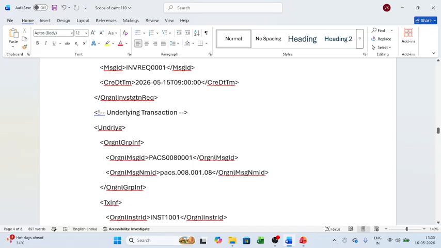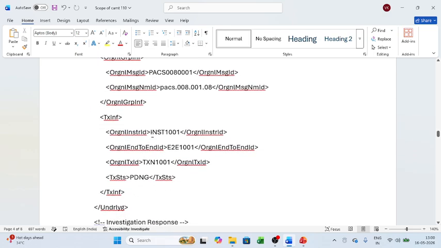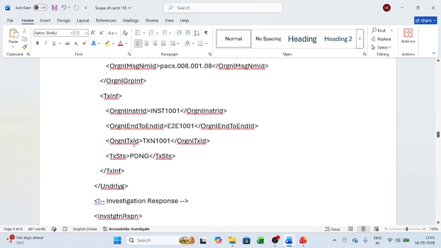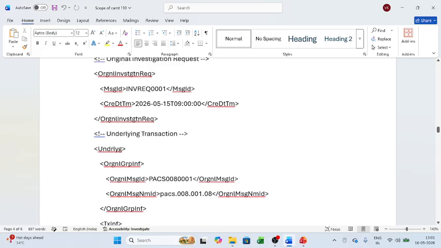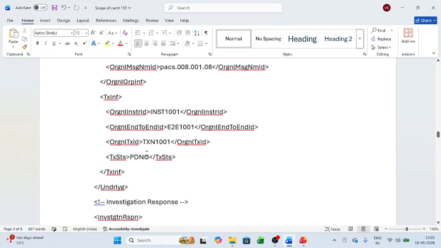Because only then can you get the status, right? Whichever message you initiated, that message needs to be referred to in the camt.110. That is the reason they mention the original message ID as the pacs.008, and all the information: what the instruction ID is, what the end-to-end ID is, what the tax ID is. They mention all this from here. That information comes under the underlying transaction, because the transaction you need to refer to for the particular investigation, the original message ID, original transaction ID and UTR number, all those things you need to mention from here.